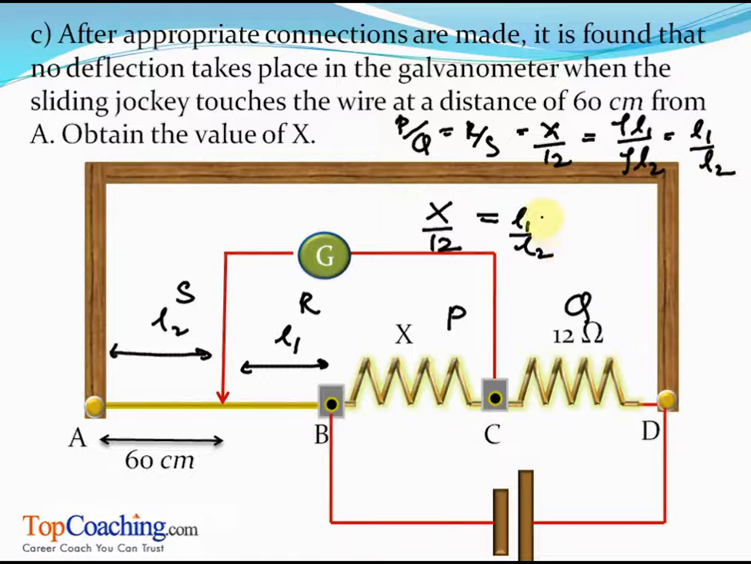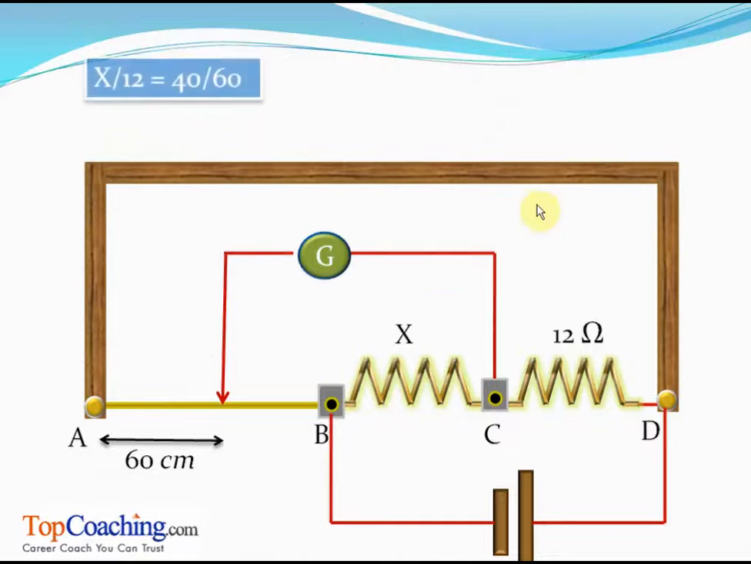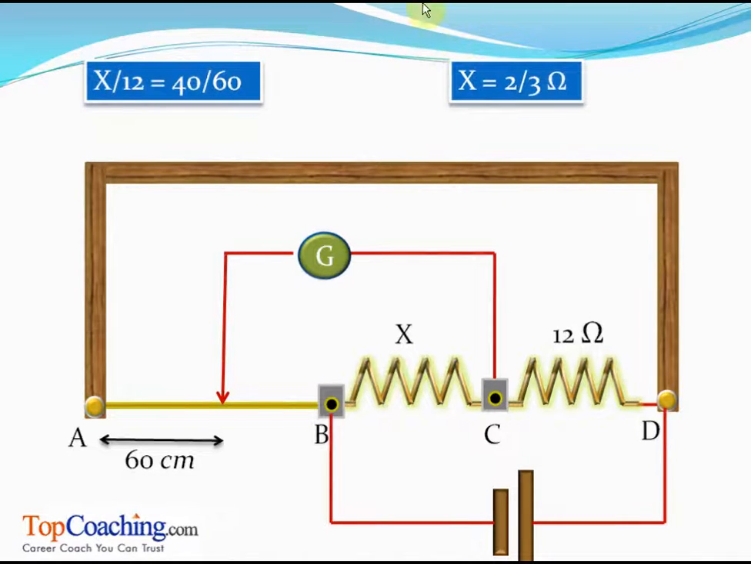Now you can clearly see that X by 12 is L1 by L2, so X by 12 is 40 by 60, isn't it? And when you simplify this expression, this is what you get. The value of X comes out to be 2 by 3 ohms. So that is the final answer for this IIT JEE problem. So as you can see, all this IIT JEE problem involved was a slight modification of the meter bridge to see how the students could apply the principle of the Wheatstone bridge. So that's how most IIT JEE problems are. They have those core concepts and they slightly modify the conventional instruments, to test your core concepts.